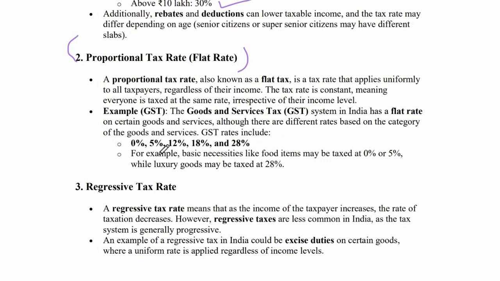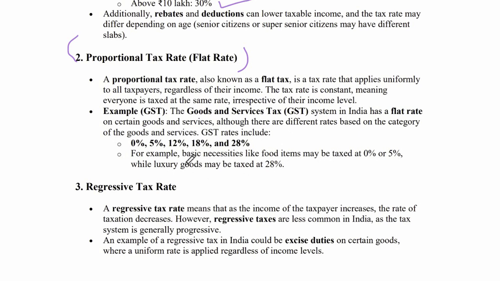GST rates include 0%, that is no tax, 5%, 12%, 18%, and 28%. For example, basic necessities like food items may be taxed from 0 to 5%, while luxury goods may be taxed at 28%.